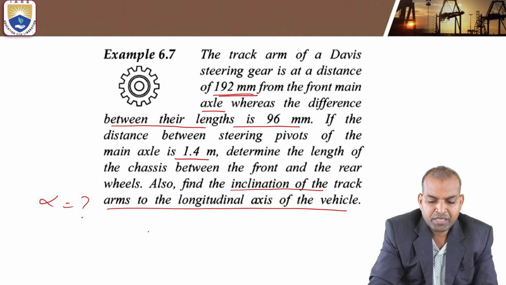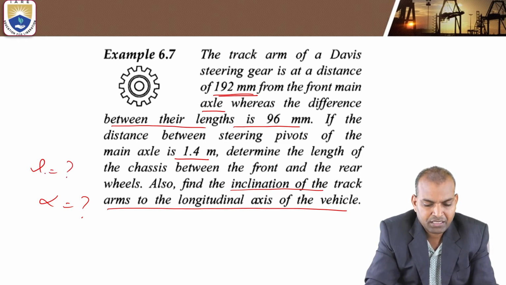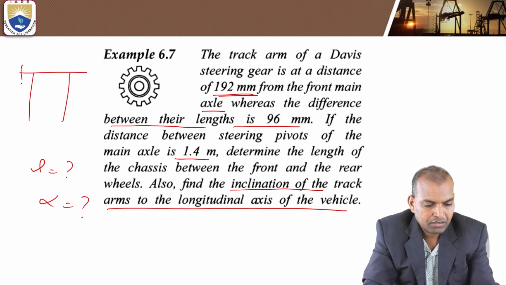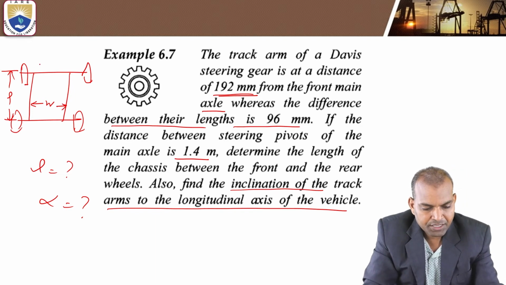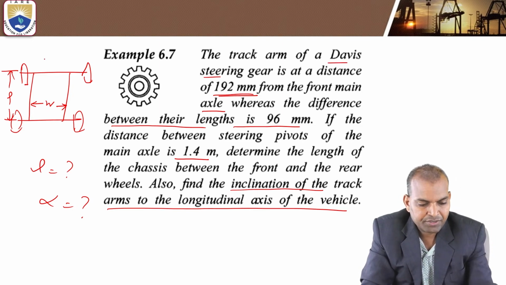Next, determine the length of the chassis between the front and the rear wheels, that is L, the wheel base, that is the meaning. This is L, this is W. But what is the inclination? Which mechanism is it here? It is the Davis steering gear mechanism.